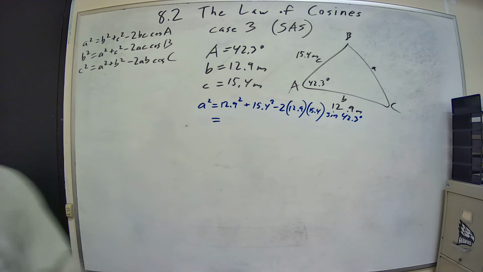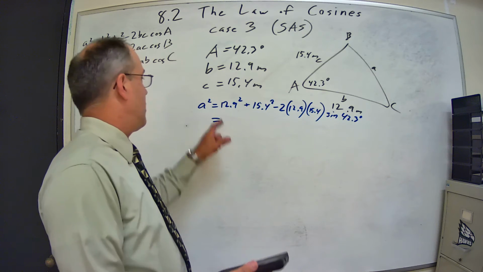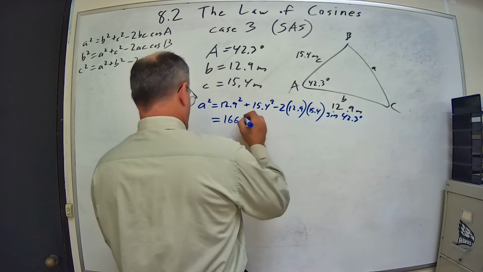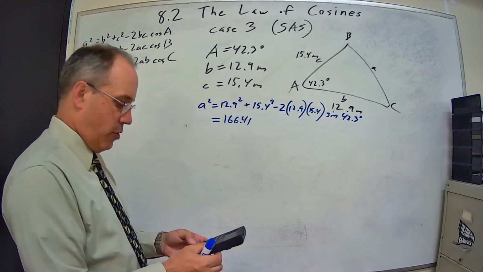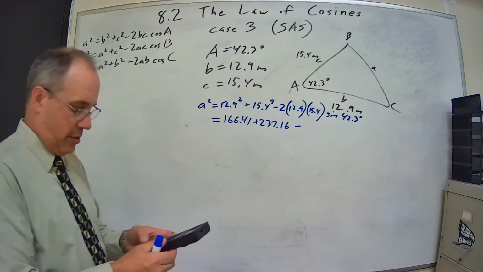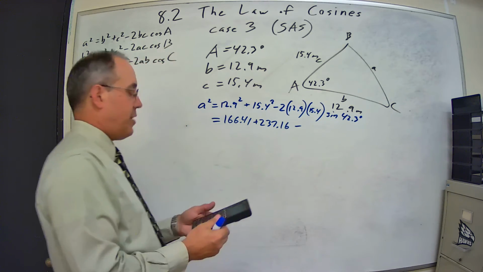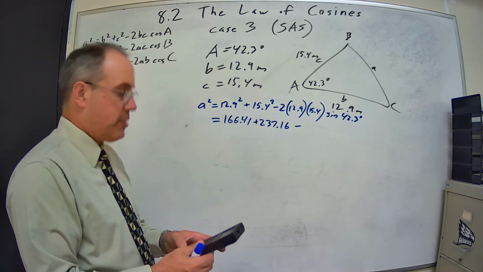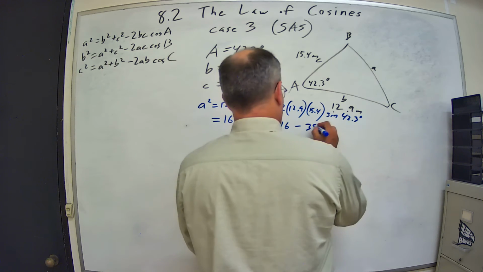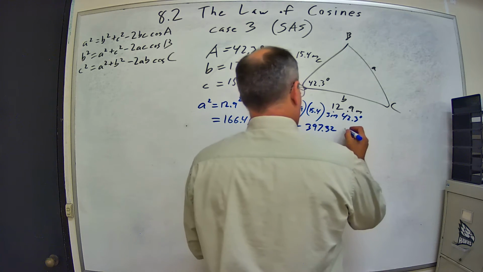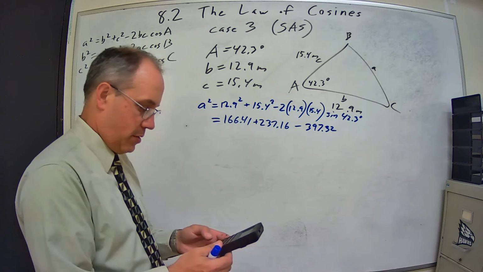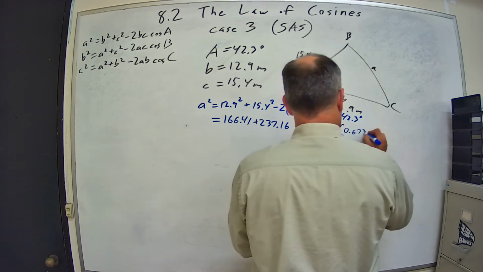Well, let's start going through this and doing some calculations. So grab my calculator. 12.9 squared is 166.41. 15.4 squared, 237.16, minus 2 times 12.9 is 25.8 times 15.4 is 397.32 times the cosine of 42.3, which is approximately 0.673.